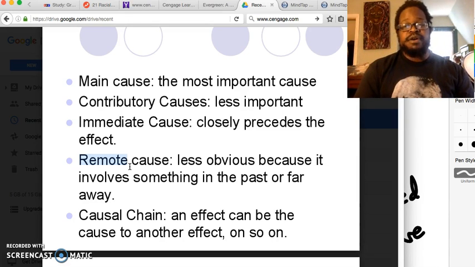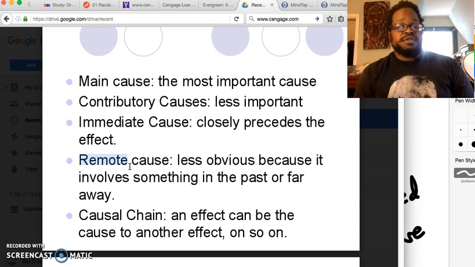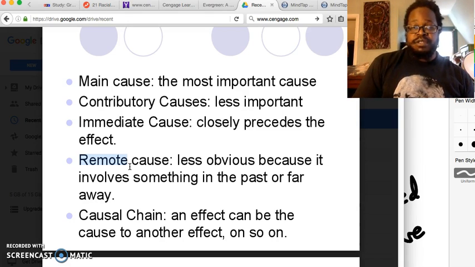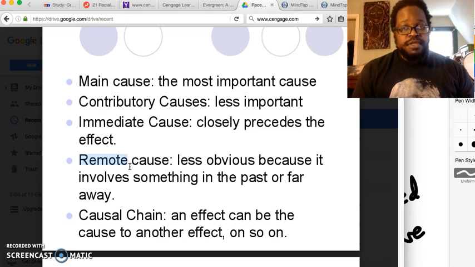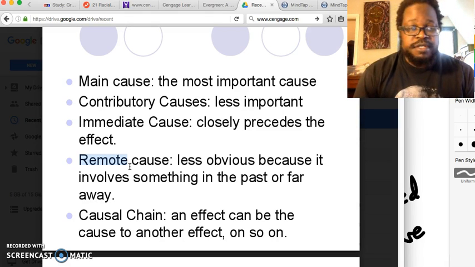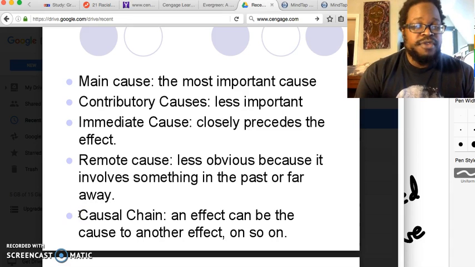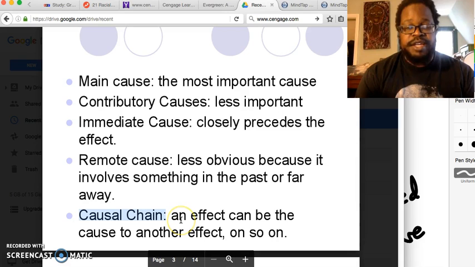Whenever you talk about cause and effect, you have to talk about, well, what kind of cause is this? Is it a main cause or is it a contributory cause? Is it an immediate cause or is it a remote cause? Those are things that are going to be important to discuss. And like we illustrated before, all these things are part of a causal chain. That's what we were talking about when we talked about the butterfly effect.